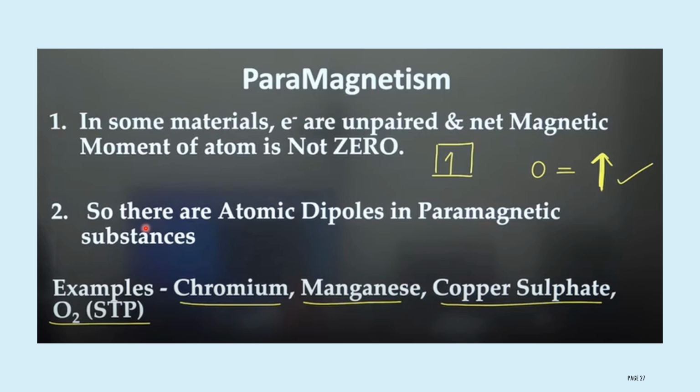Second point, there are atomic dipoles in paramagnetic substances. Yes, atomic dipoles exist in paramagnetic substances. Examples: chromium, manganese, copper sulfate, O2 at standard temperature and pressure.